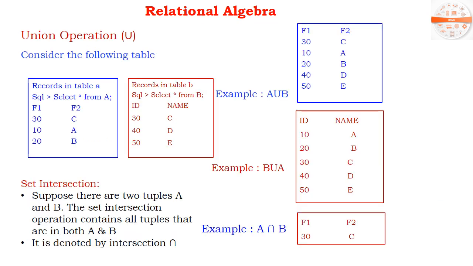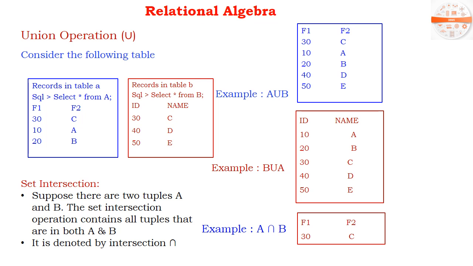We'll discuss with an example. There are two relations, A and B. Here we are going to apply the union operation between the relations. So what is the union operation? It will merge the two relations and remove the duplicates. Here 30 is a duplicate, so it is considered only once. The remaining duplicates are removed.